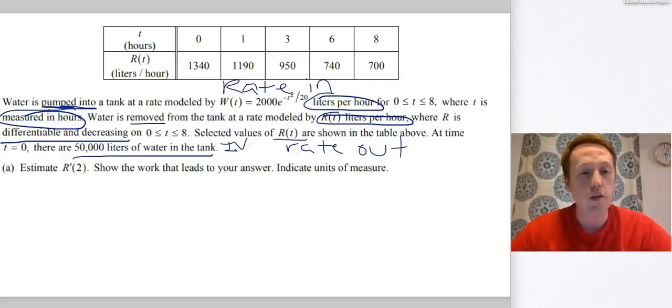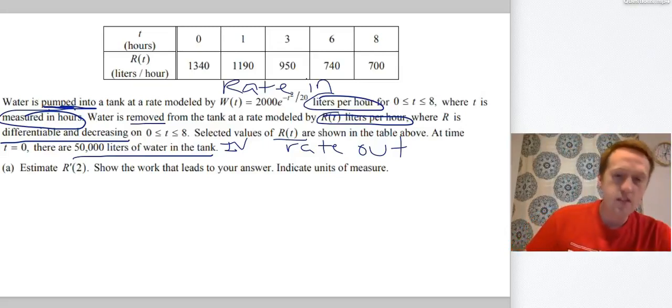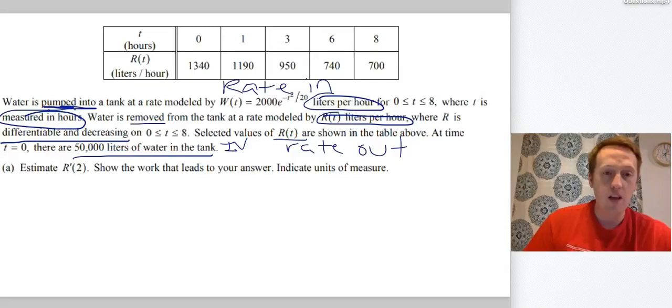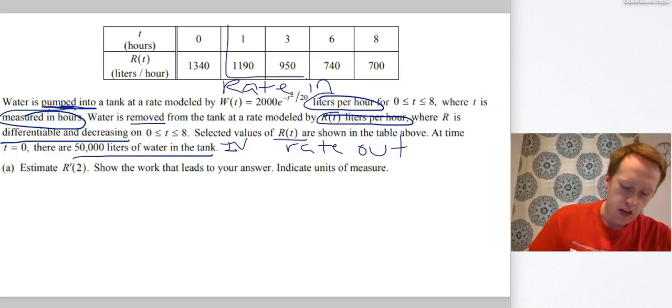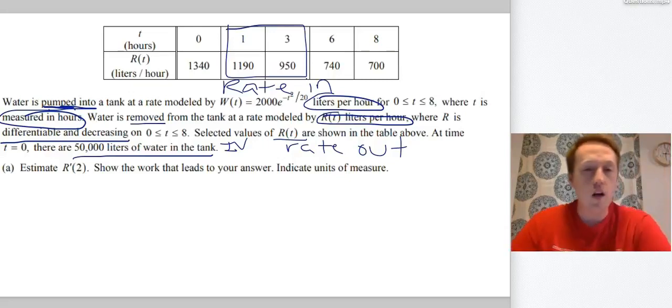Okay, so first thing I'm going to do is estimate R prime of 2, show the work that leads to your answer and indicate units of measure. So if I want to estimate a derivative value, what I'm going to do is find the smallest interval on this table of t that contains t equals 2. And that's going to be right here. That is the smallest interval of t values that contains t equals 2.